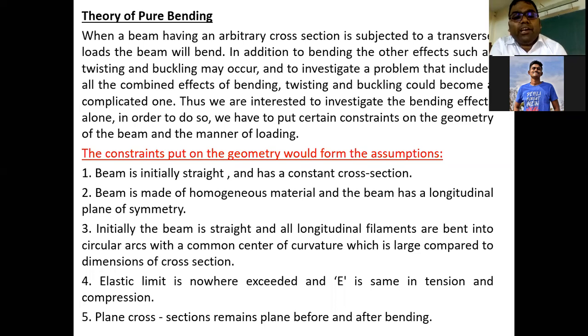In order to do so, we have to put certain constraints on the geometry of the beam and the manner of loading. These are the assumptions before deriving the bending equation. The beam is initially straight and has a constant cross section. Suppose this is a beam; it must be straight. The beam is made of homogeneous material. You are studying material technology, so you might know what a homogeneous material is. The beam has a longitudinal plane of symmetry, and initially the beam is straight.